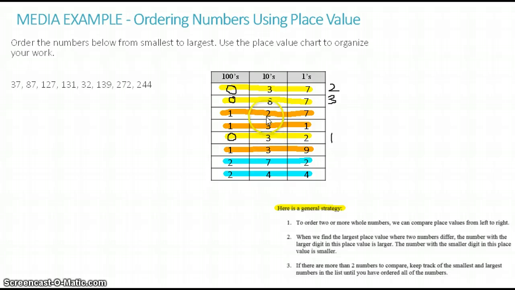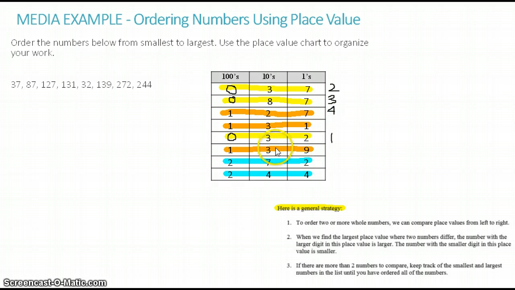The numbers that come next are going to be the orange numbers. So they all have ones in the hundreds place. So now let's look at their tens place. So we have 2, 3, and 3. So the number 127 with the 2 in the tens place is going to be the next smallest because these each have 3. So that will be the fourth in our list.